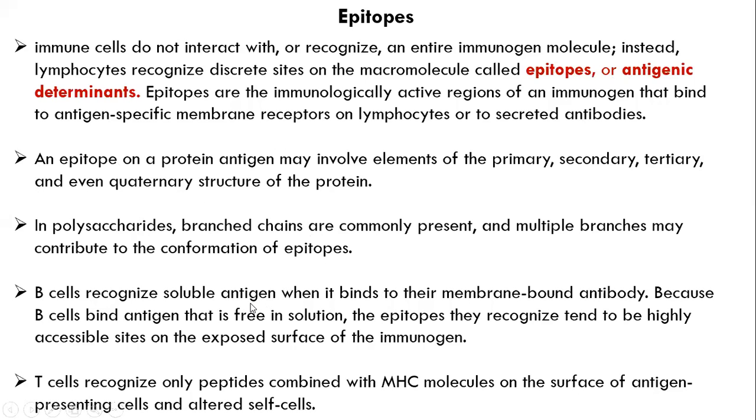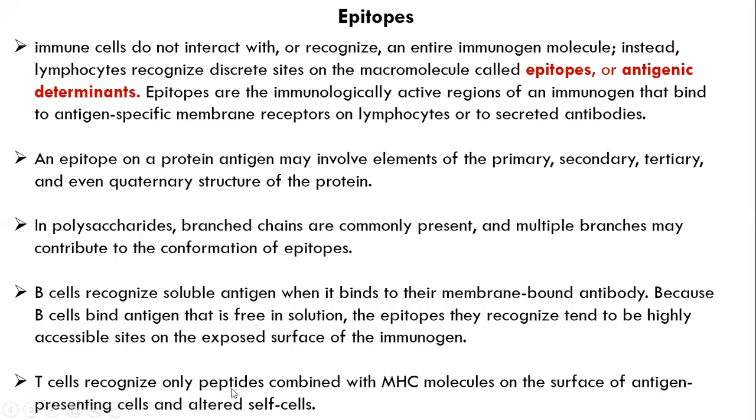And the B cells recognize mainly soluble antigen. B cells are humoral, right? They exist in the body fluids. They mainly recognize soluble molecules, that is, membrane-bound antibodies recognize a soluble antigen. That is important: how it is exposed, how it is soluble in the body fluids, how it is represented.